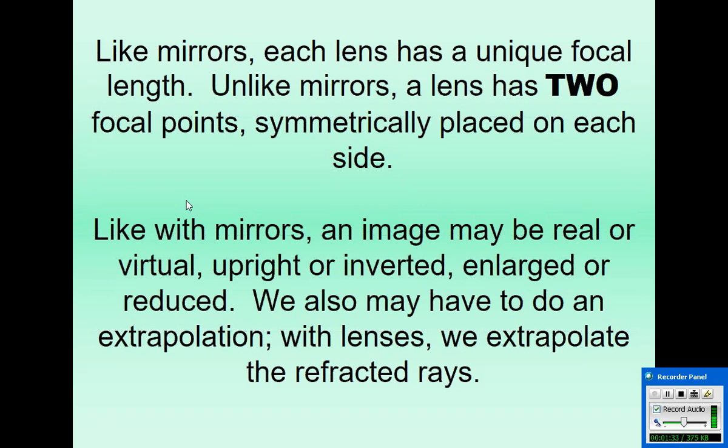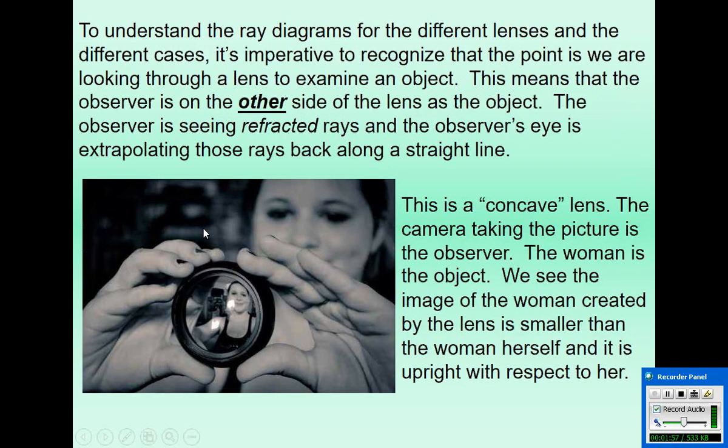We'll find that with lenses, there may be an image that is real or virtual, upright or inverted, enlarged or reduced. And we'll find that just like with mirrors, we might have to extrapolate rays. But in mirrors, we extrapolated reflected rays. In lenses, we are going to extrapolate refracted rays. To understand the nature of the refracted rays, keep in mind that there is an object that exists on one side of the lens and the observer that exists on the other side of the lens.